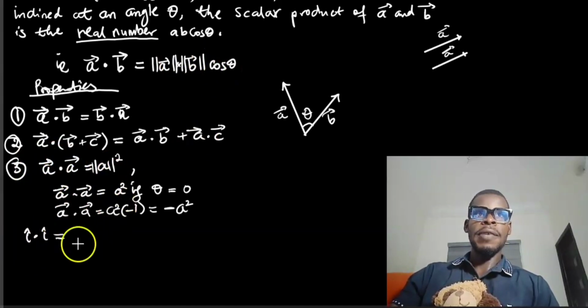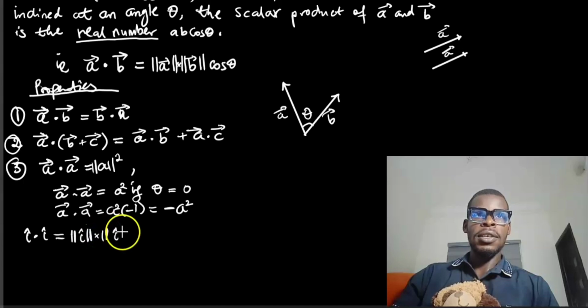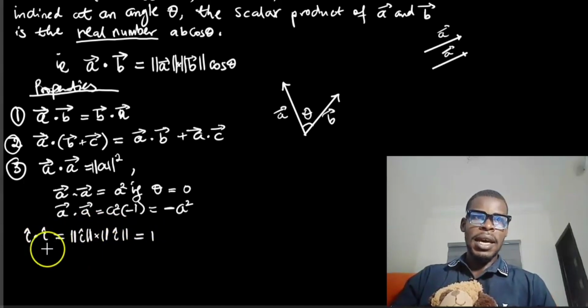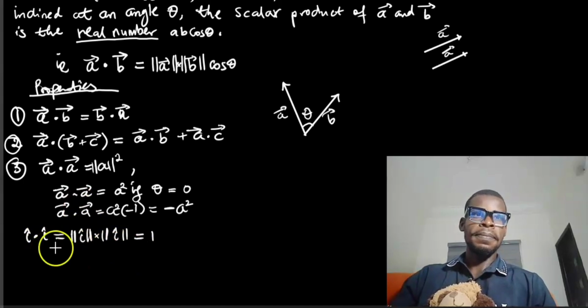Well, from this definition, we will just have the length of vector i, times the length of vector i, that is the second unit vector i that I'm using right here, times cosine of, of course, the angle between them, which is 0. So we say times cosine of 0, which is just 1. Now, you know that the length of a unit vector is just 1, as the name implies. Unit vector, 1 times 1 is 1. So that tells us that i dot i will be 1.